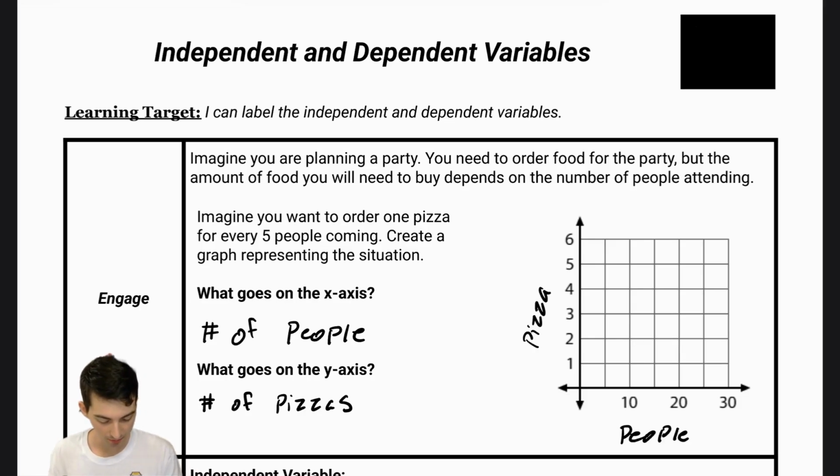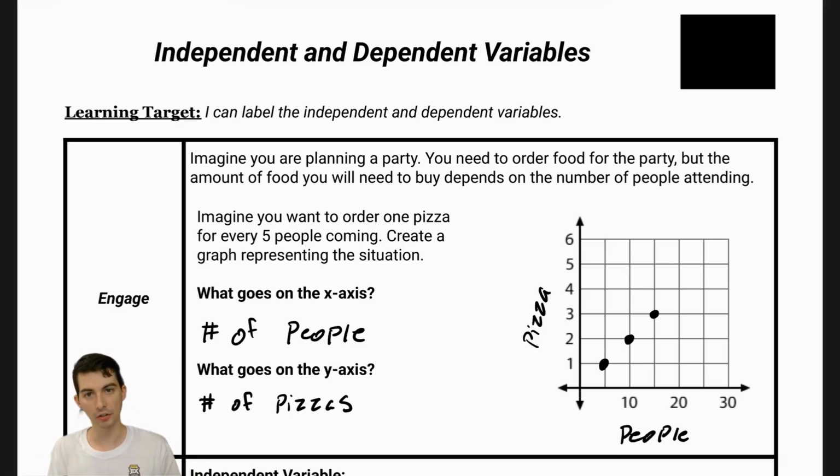And so this x-axis is counting by fives. So at the first 5 people, I'm ordering 1 pizza. At 10 people, now I'm going to order 2 pizzas. At 15 people, now I'm going to order 3 pizzas, and it's going to keep going forever for however many friends you have.